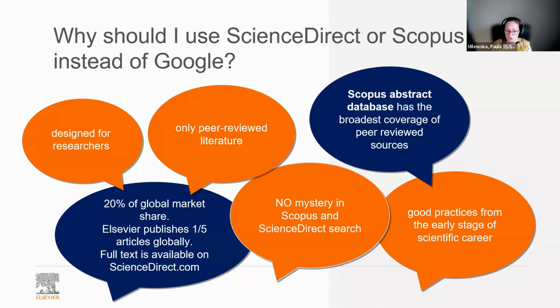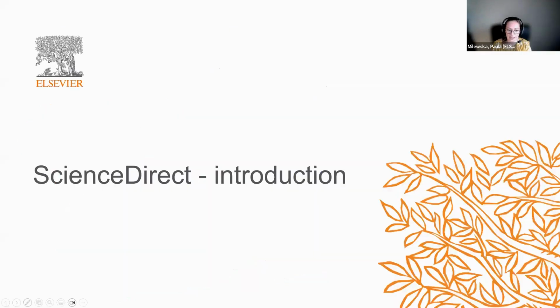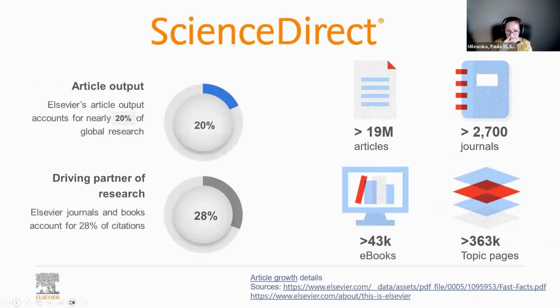Okay, and what we have here is ScienceDirect.com. This is a full text database, around 20% of global market share. And Scopus is an abstract database. So for Scopus, you can go and learn about peer-reviewed sources, and we will tell you a little bit more about both solutions today. So let me start with the ScienceDirect introduction.